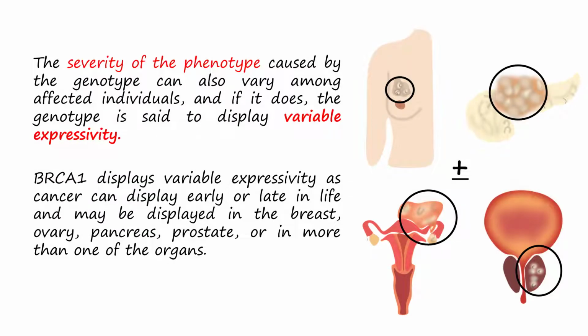While penetrance is a measure of how likely you are to display a trait, it says nothing about the extent of the trait's expression. The severity of the phenotype caused by the genotype can also vary among affected individuals, and if it does, the genotype is said to display variable expressivity. BRCA1, in addition to being incompletely penetrant, displays variable expressivity, as the cancer can display early or late in life and may be displayed in the breast, ovary, pancreas, prostate, or in more than one of the organs.